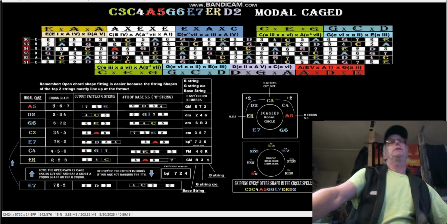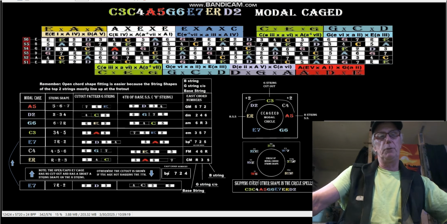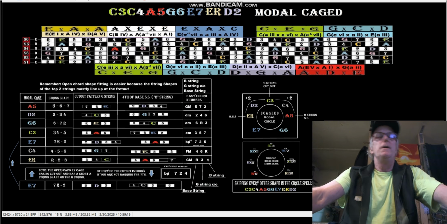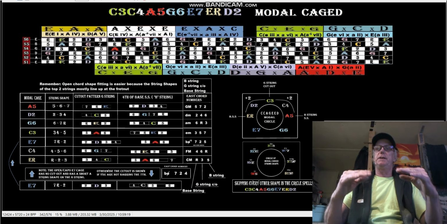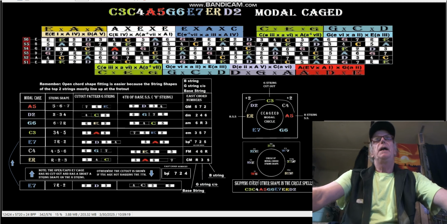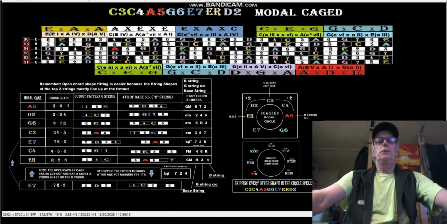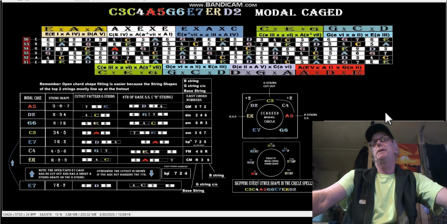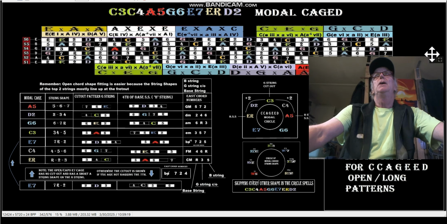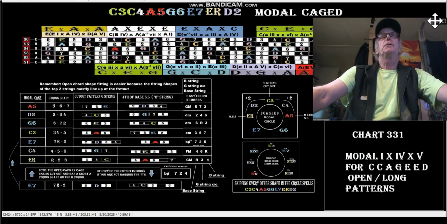Now I'm going to catch up a few charts before we get to today's chart, because it's not an easy chart for me to even understand, and sometimes I just have to put the ingredients in that chart, but I still can't wrap my head around some of the details, so we'll get whatever we can out of it. So we're looking here at chart 331. I think we've discussed this before. Modal 145 for CAGED open long patterns.